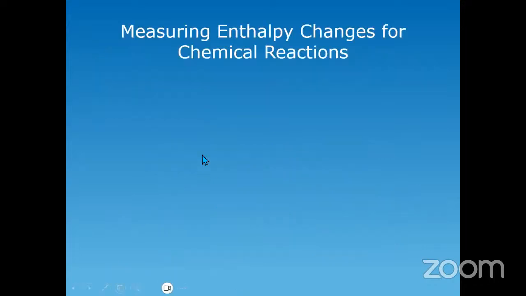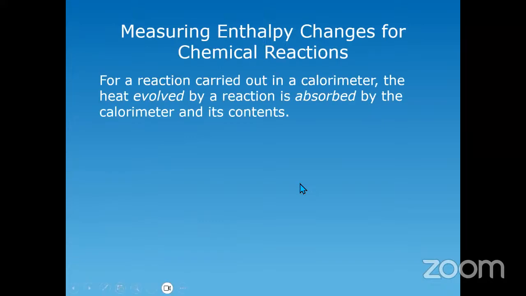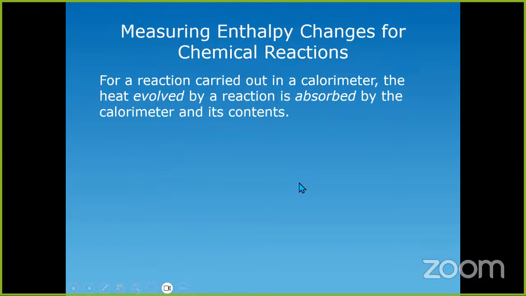So now we're going to talk about measuring enthalpy changes for chemical reactions. And this is where calorimetry becomes very important experimentally. All right, so if you have a reaction that is carried out in a calorimeter, the key thing you need to remember is that whatever the amount of heat that is produced by the reaction, that's the amount of heat that is absorbed by the calorimeter, all right? And the opposite is true. If the reaction absorbs heat, then that means that the calorimeter is producing heat that is absorbed by the reaction.